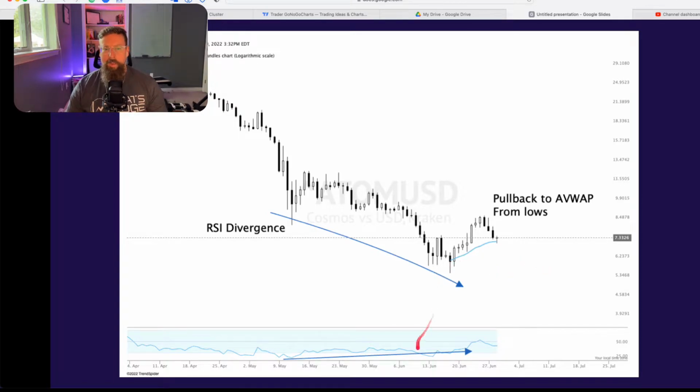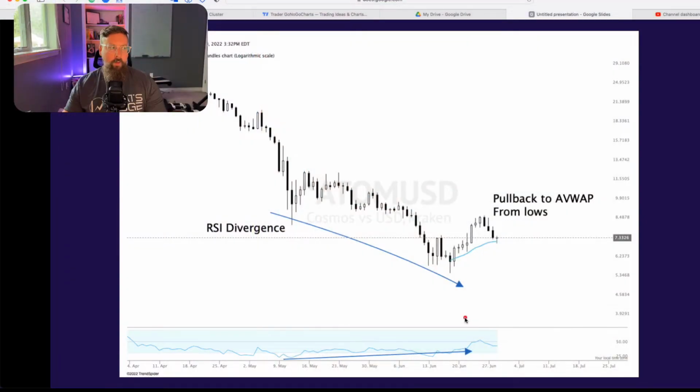So we have what's called an RSI divergence here on Atom. Simply put, RSI is a momentum indicator. If that momentum indicator is drifting higher as the price of whatever you're looking at is drifting lower, it just means those two things don't make sense. They're disagreeing with one another. So quite often, to line back up, either the momentum indicator needs to make new lows or the price needs to start making new highs.